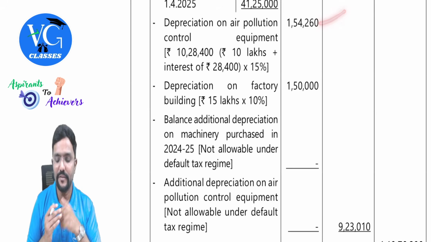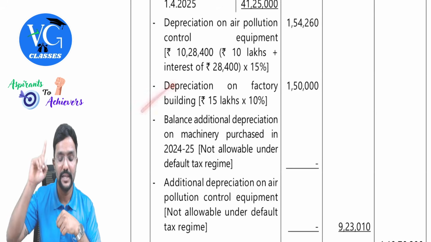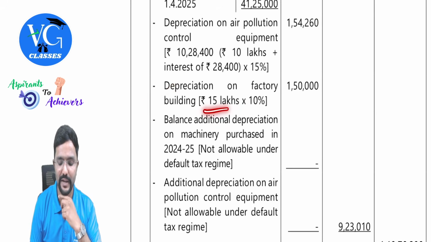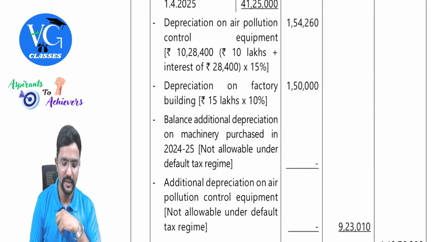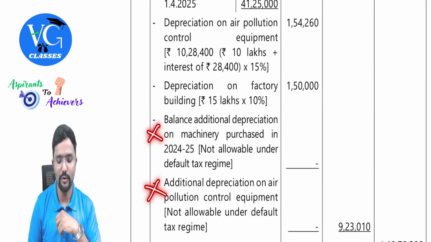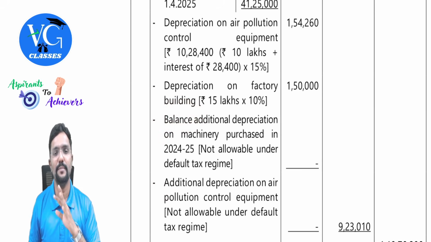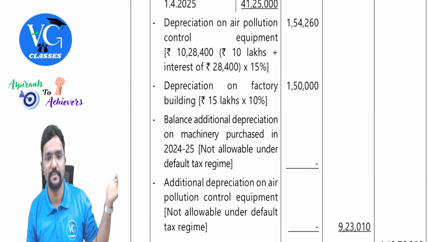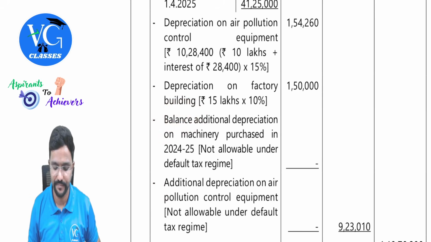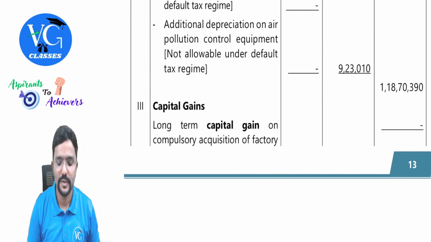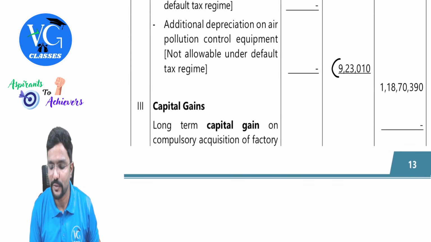Okay. So 1,54,260 and the factory building is purchased. At the end they have given 15 lakh into 10% to claim depreciation. Additional depreciation is not allowed. That is, they have given here balance additional depreciation because last year we had claimed only 10%, but it is not allowed under the default regime. Yeah. So the total comes to 9,23,000.